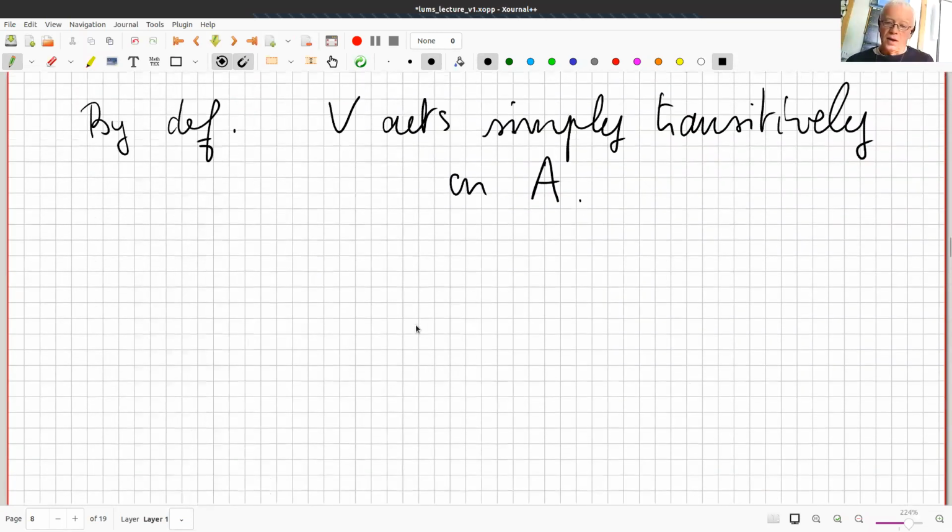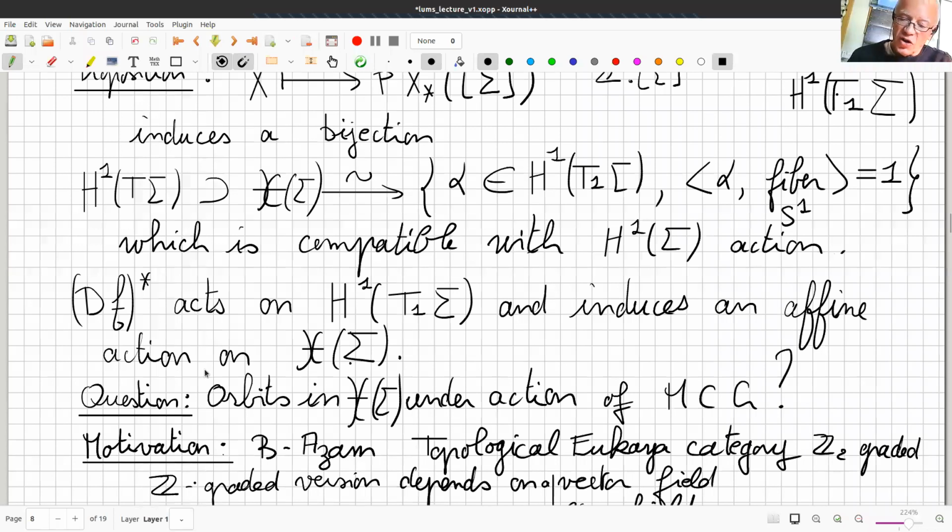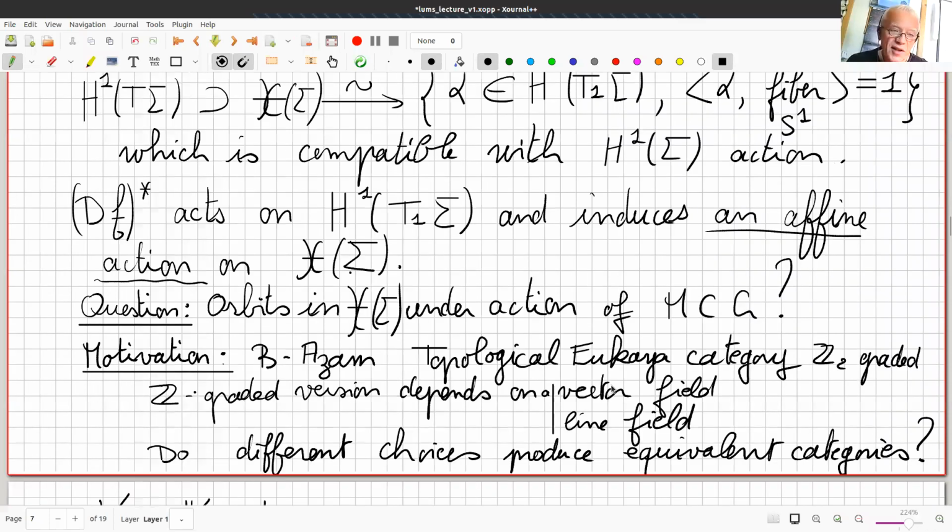Okay, so affine action exactly means that it comes with translation. So my question now, I raise this question about orbits in vector fields and the action of the mapping class group. The mapping class group is acting on vector fields. I have the cohomological model for this, and I'm interested in characterization of orbits, how many orbits, and how I can recognize them.